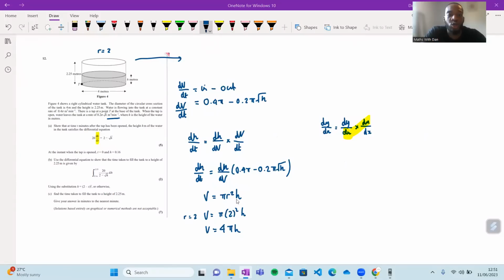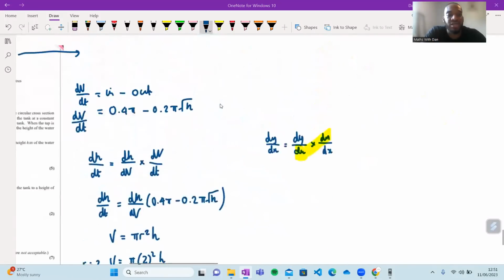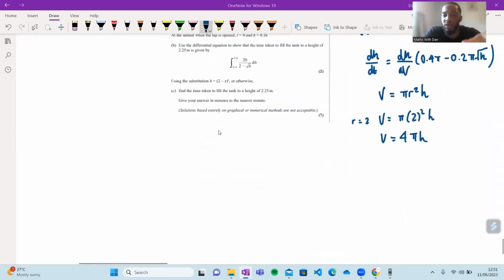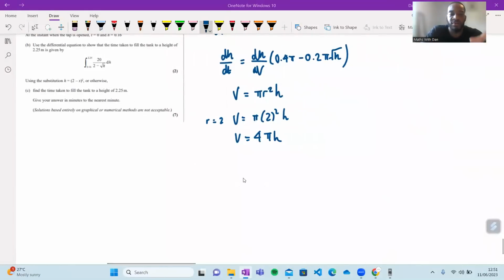It's R is equal to 2. Remember, R represents the radius. We have a cylinder here. The diameter is 4. The diameter of the circular cross-section of the tank is 4. The radius is half the diameter, so it's 4 divided by 2, which is 2. That's why R equals 2. Does that make sense for anybody that was asking? Good. All right, now let's continue.